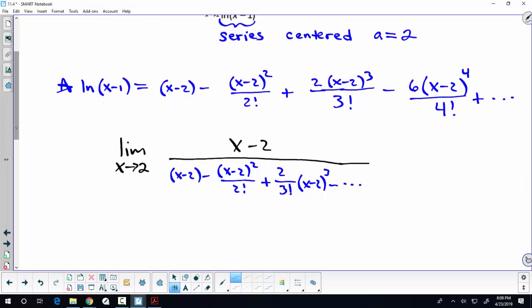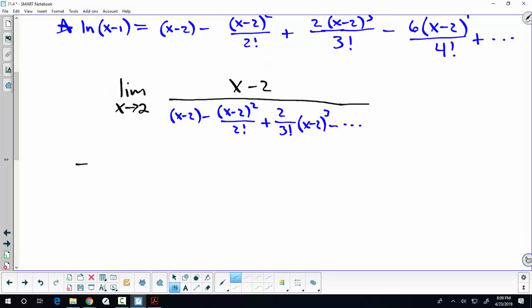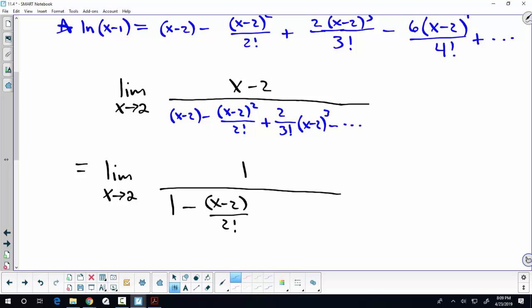All of these terms have a factor of x minus 2 in common, so all of those terms, even the ones we didn't write out, we're factoring an x minus 2 out of, and then the x minus 2 divides with this x minus 2 up top. So then this is the limit as x approaches 2 of 1 over 1 minus x minus 2 to the first over 2 factorial plus 2 over 3 factorial times x minus 2 squared. We just diminished all of those subsequent terms by a power of x minus 2.